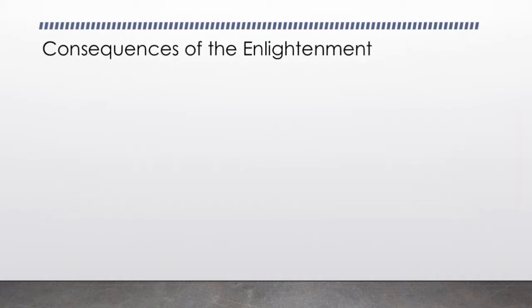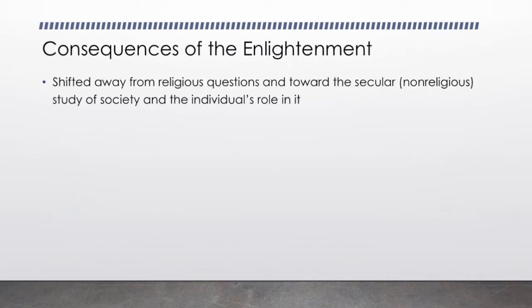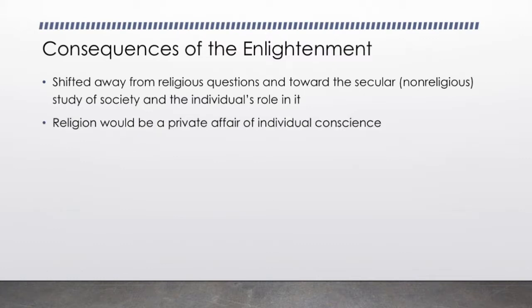Now we're going to discuss the consequences of the Enlightenment. The Enlightenment writers shifted their attention away from religious questions and toward the secular, or non-religious, study of society and the individual's role in it. While religion did not disappear, the philosophers tended to make religion a private affair of individual conscience, even while rulers and churches still considered religion very much a public concern.